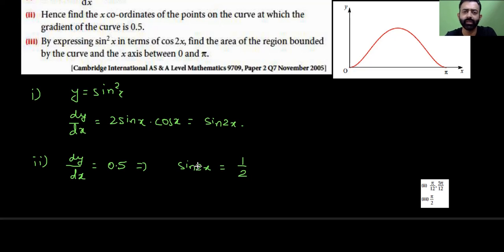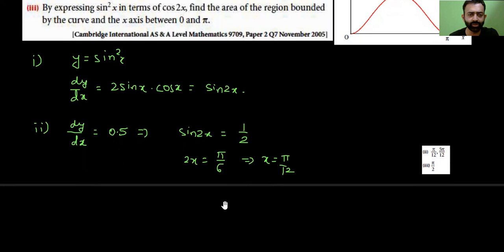Sine 2x is half when the angle is 30 degrees, but since we have to find the x coordinate, it should be a real number, not in degrees. So if sine 2x is half, then 2x is pi by 6, which is 30 degrees. It means x is pi by 12. So where the gradient is half, that x coordinate is pi by 12.